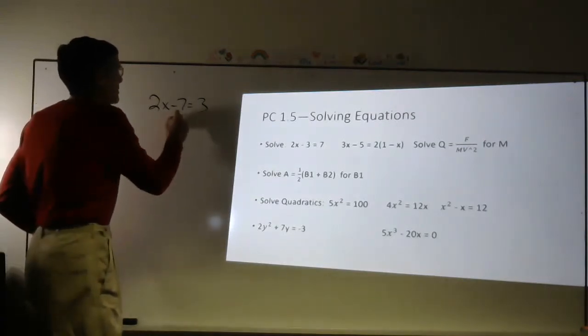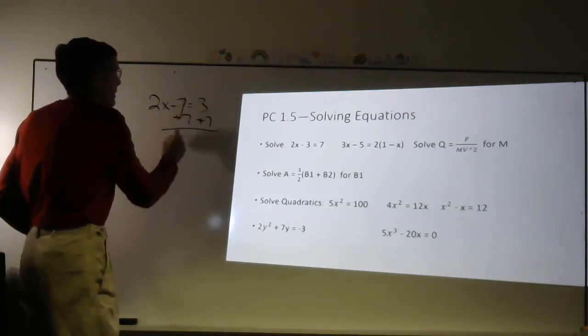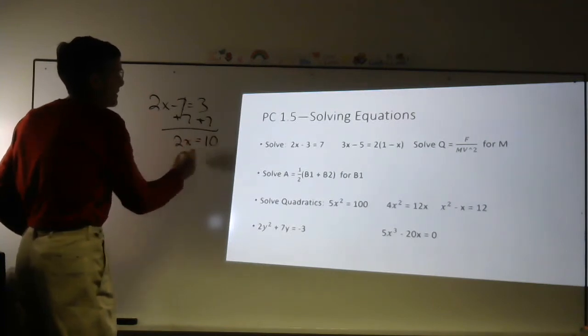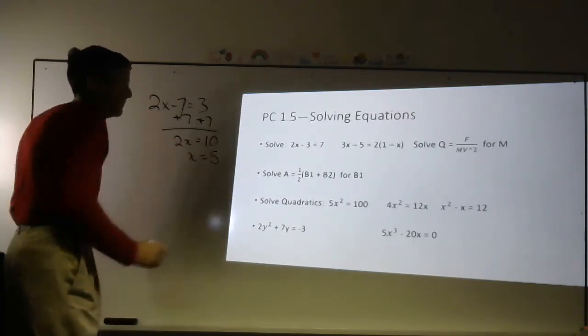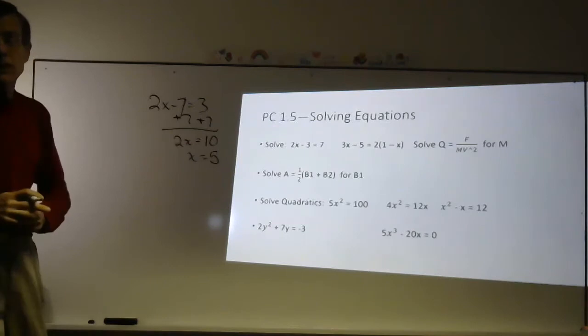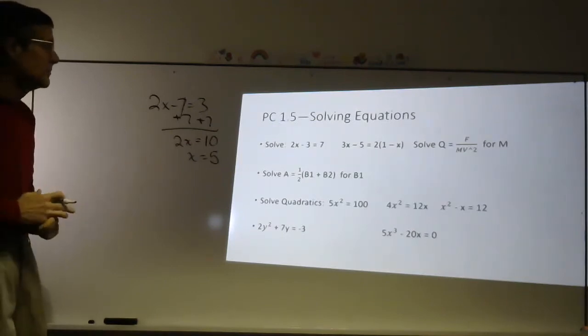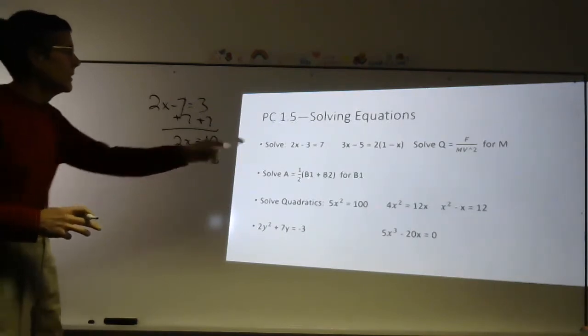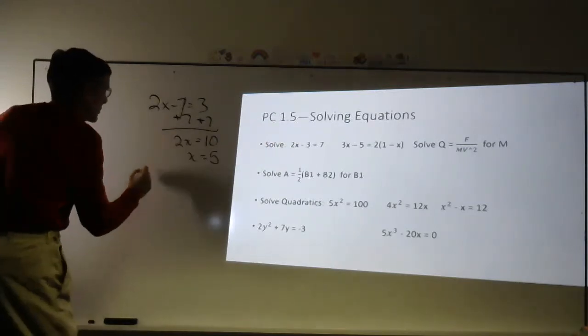So we're going to add 7 to both sides. And we get 2x is 10, divide by 2, and x is 5. And obviously, you don't have to write that plus 7 if you can do it mentally. But standard linear equation. Let's look at the next one.